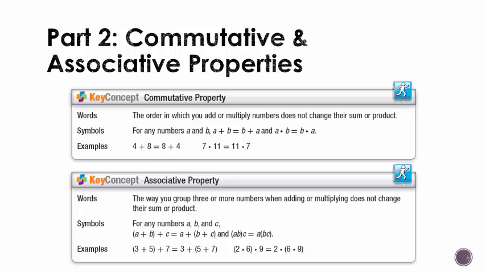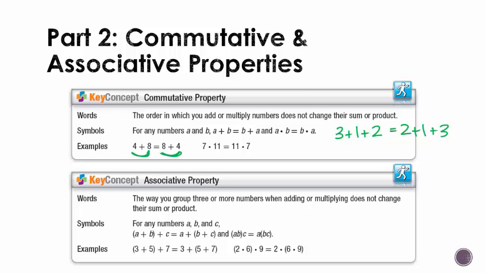So this says that 4 plus 8 is exactly the same thing as 8 plus 4. It does not matter. Even if you have more numbers in there, 3 plus 1 plus 2, it doesn't matter if you add 2 plus 1 plus 3. You will still get 6, no matter what.